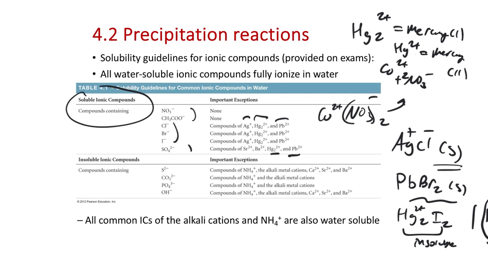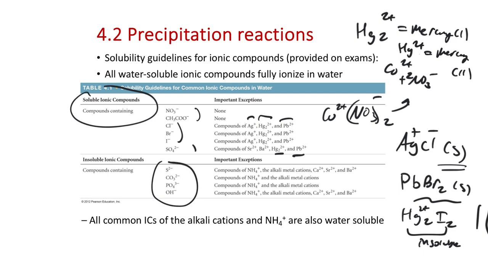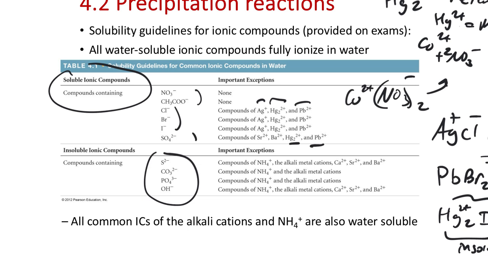Okay, so then we have some ions that generally make a compound insoluble in water. If you know a compound contains sulfide ion, carbonate, phosphate, or hydroxide ion, generally that compound's going to be insoluble, but with some exceptions. The exceptions are ammonium cation, calcium, strontium, barium on top of the alkali cations. So ammonium and alkali cations are exceptions for all of these. Let's take an aside on those for a minute.